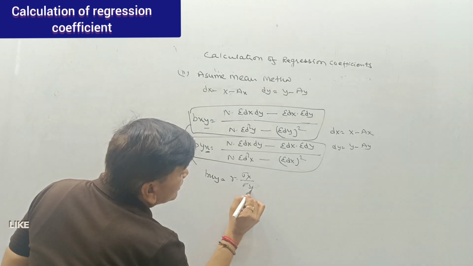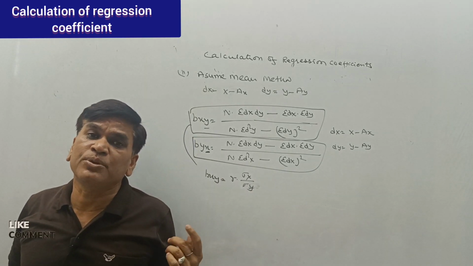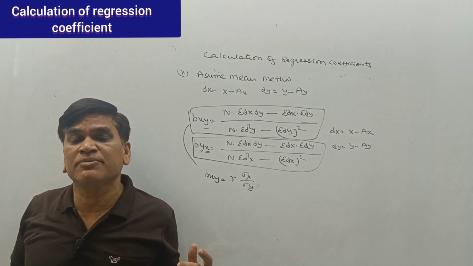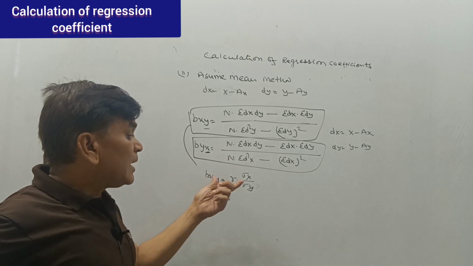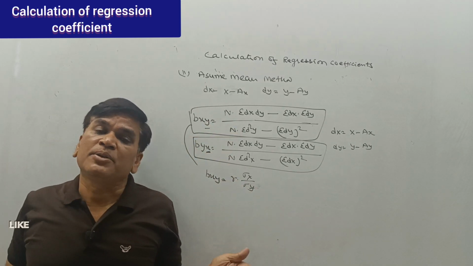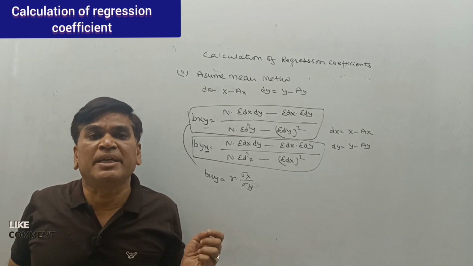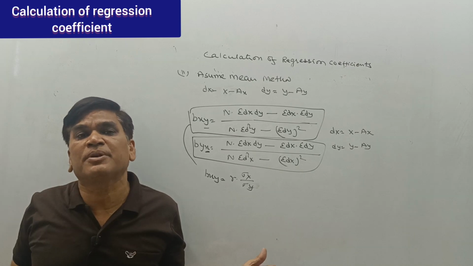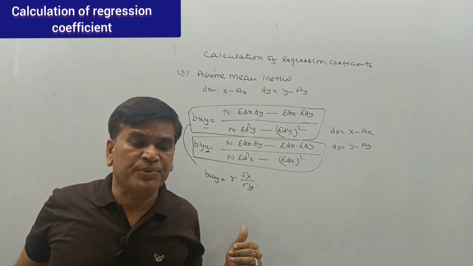But for that we have to calculate three things. We have to calculate the value of correlation. We have to calculate the value of standard deviation of x. We have to calculate the value of standard deviation of y. To avoid all this, we have the direct formula to calculate the values of bxy and byx. So with the help of these formulas, you can calculate the value of both regression coefficients.